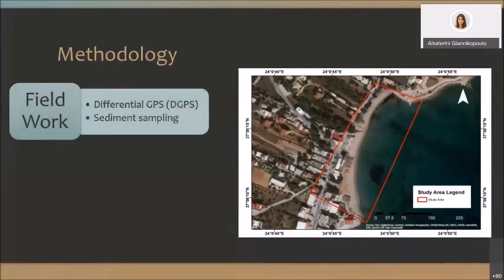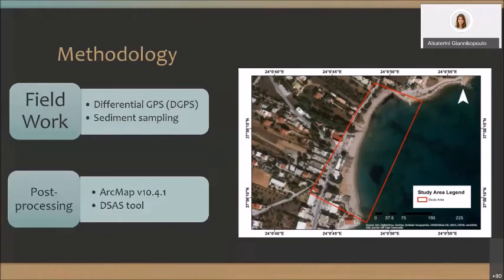Fieldwork took place during January and September of 2018, including mapping of beach morphology on a seasonal scale using a differential GPS and measurements of the shoreline position. The observed changes during fieldwork were quantified using the Digital Shoreline Analysis System in the ArcMap software.